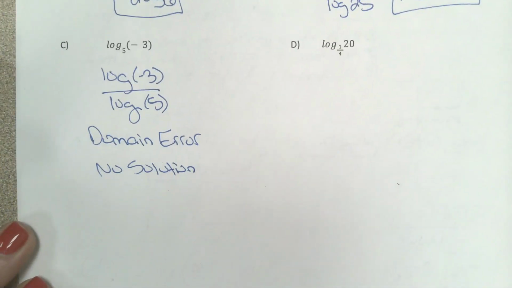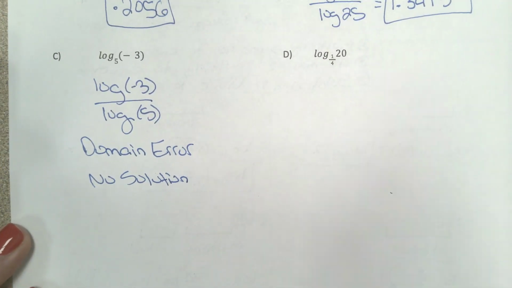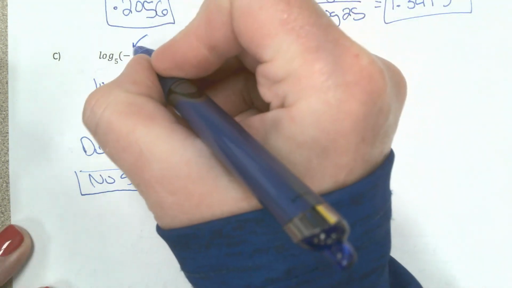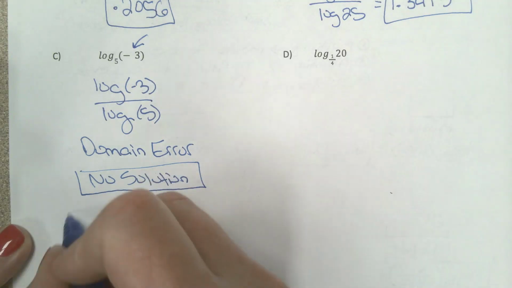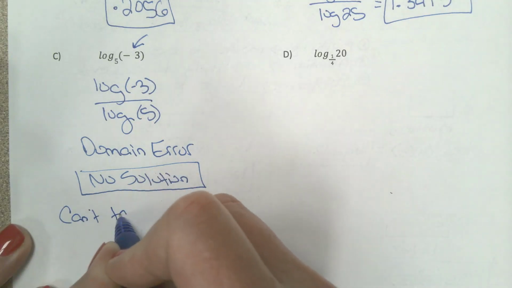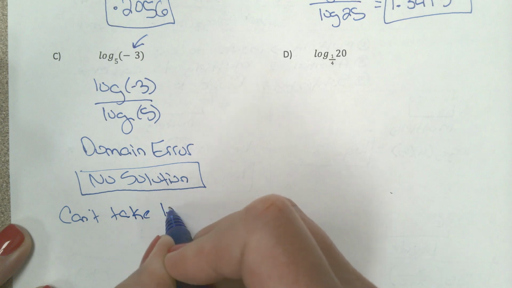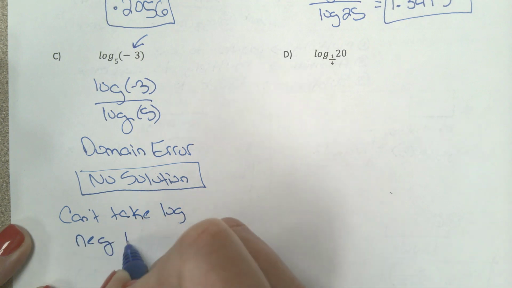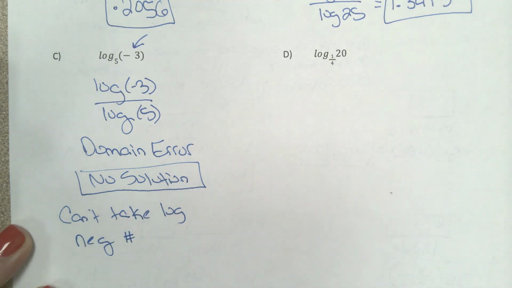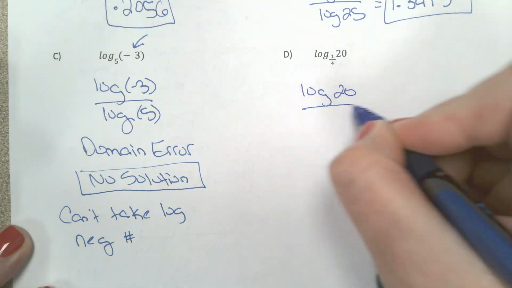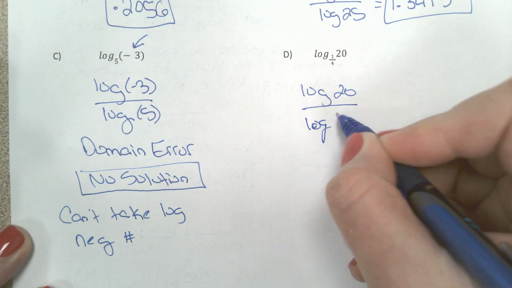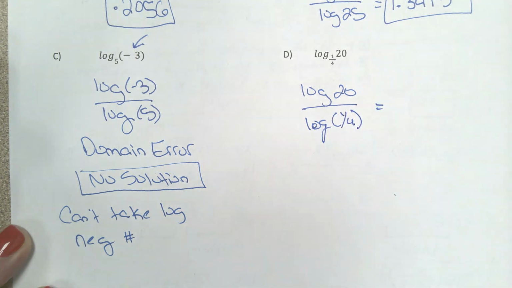Domain error means that you have no solution. It is because, right there, you were trying to take the log of a negative number. You can't take the log of a negative number. You get no solution. And then on the last one, I have log 20 divided by log 1/4.